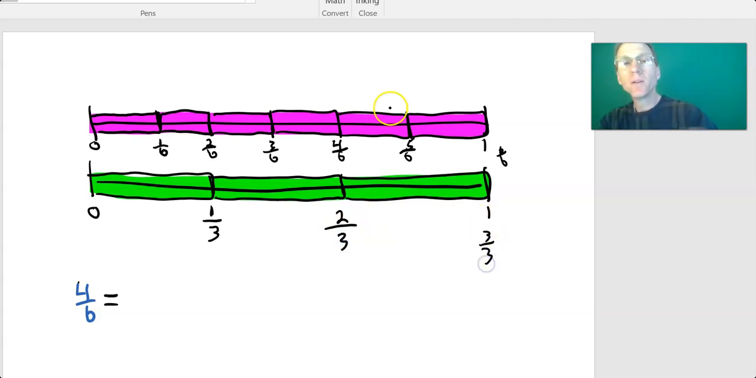Let me fix this. You can't really read this. It's supposed to say, I'll put this up top here. It doesn't matter. This is 6/6. That on the top, that means I've got 6 pieces. So you can say, well, what's equivalent?